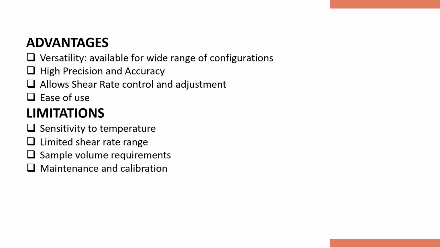Now coming to limitations, it is sensitive to temperature. Like if you are not using an advanced rotational viscometer or you are using a traditional viscometer, you should make sure that the temperature is constant. Next, it is limited to shear rate range. The next limitation is sample volume requirements. That is, at a particular time you can use only a particular amount of sample. The next limitation is maintenance and calibration.